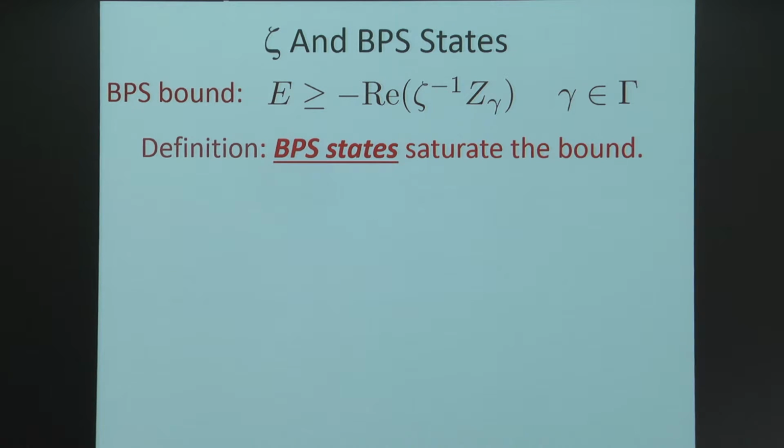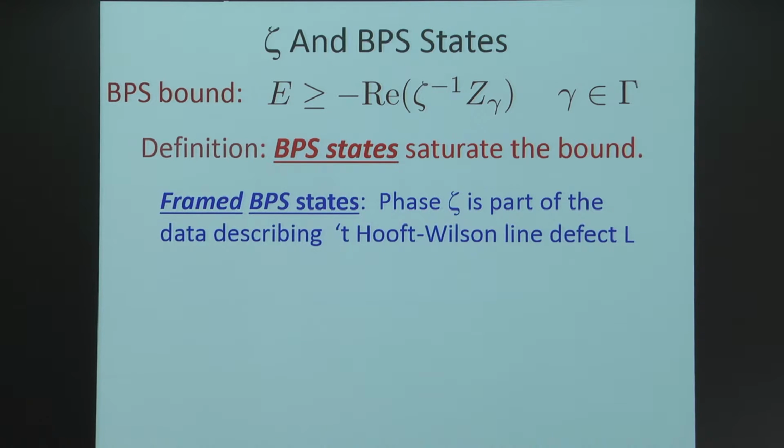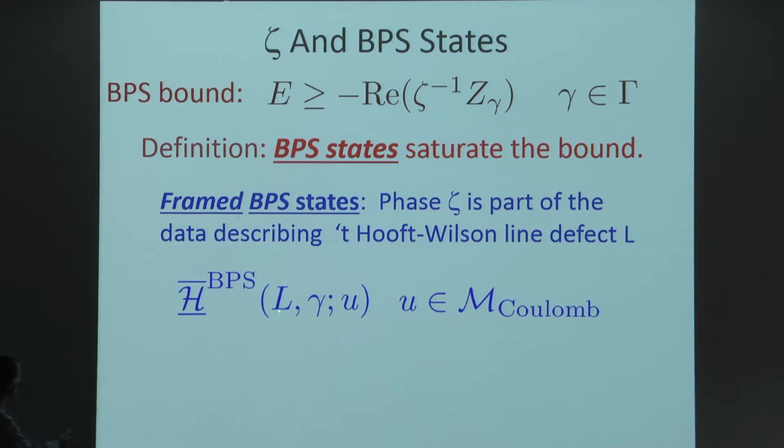Now, by definition, BPS states are quantum states that saturate this Bogomolny bound. But the important thing for this talk that you need to understand is that there are 2 kinds of BPS states. There are framed BPS states. In that case, the phase zeta is part of the data that defines the 't Hooft-Wilson line defect. Okay? So you can't do any better. Zeta is part of the data. And we denote the space of framed BPS states for a line defect L with electromagnetic charge gamma at a point u in the Coulomb branch this way.